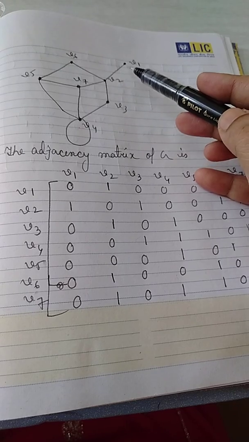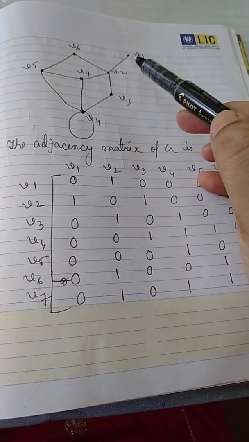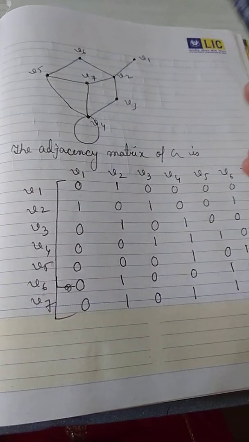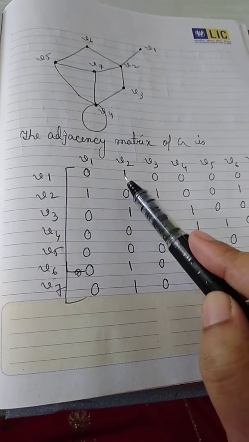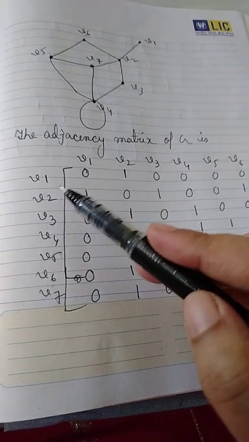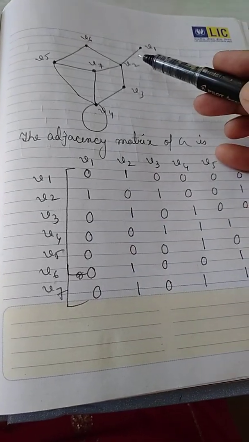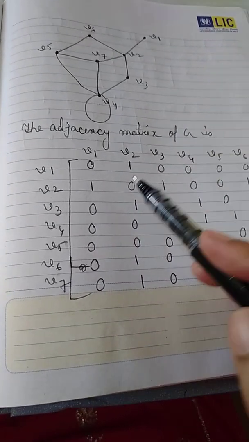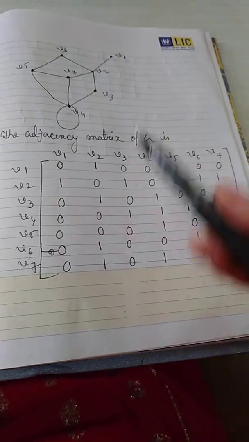That means whenever there is an edge, suppose V1 to V2, we shall put 1, and if there is no edge we shall put 0. Here V1 to V2 we are putting 1 because there is an edge joining V1 to V2. And V1, V3 we are putting 0 because there is no edge joining V1 and V3. In this way we can get the adjacency matrix of this graph.